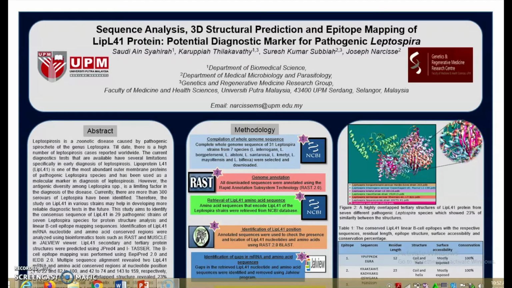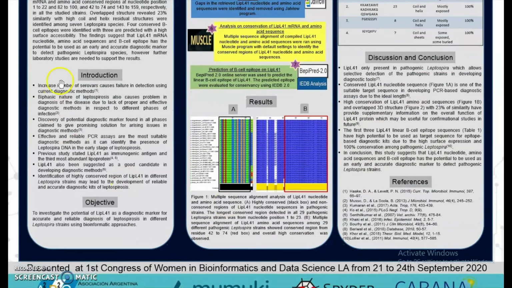So my study title is Sequence Analysis, 3D Structural Prediction and Epitope Mapping of Leptospira protein, Potential Diagnostic Marker for Pathogenic Leptospira. Before we go further, let's see the background of this study. Basically, pathogenic Leptospira is the main causative agent for leptospirosis. So leptospirosis generally is a common zoonotic disease that mostly affects population in the tropical countries.